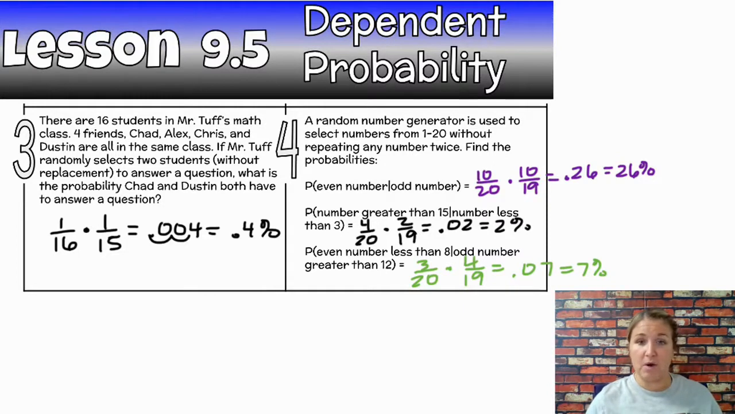And so that's it for dependent probability. And now it is your turn to practice with your skill check.